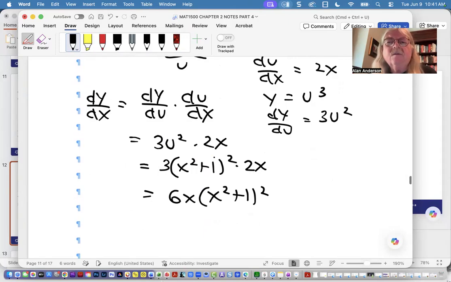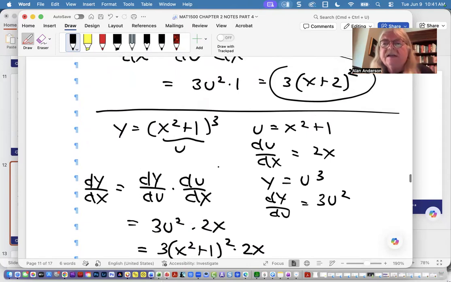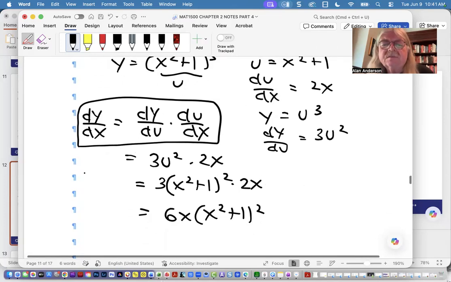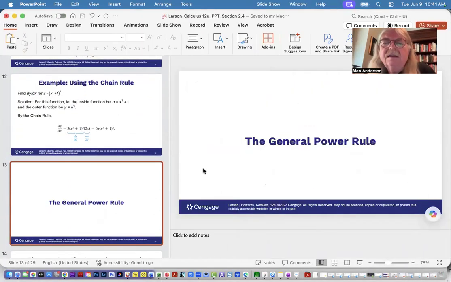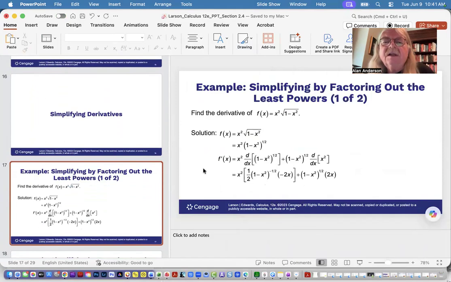So you can see that once you get some practice with this, I think you'll find that with the chain rule at least, this du/dx approach might be the way to go. Because it's easier, I think, to identify what is u and what is y, and then you differentiate them, and then you just plug everything in and you're all set. And then that leads us up to the general power rule, which comes from the chain rule. It's a specific example.